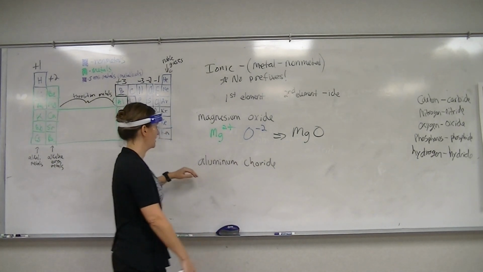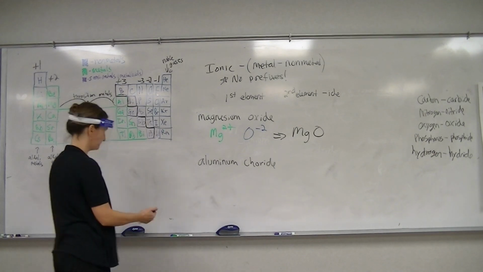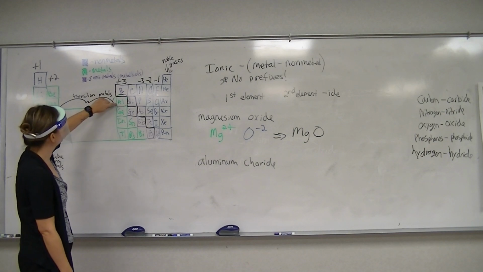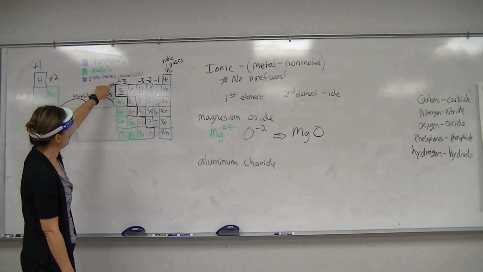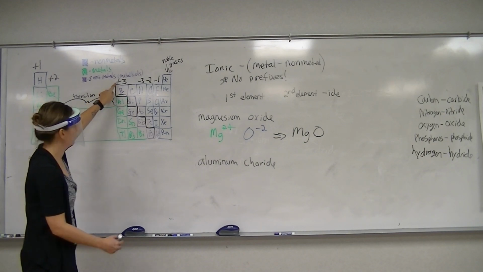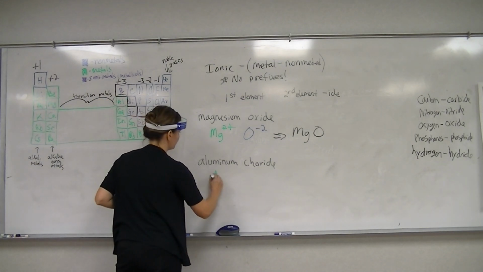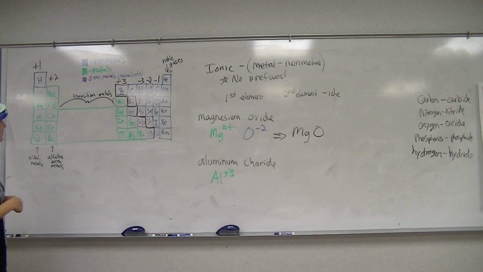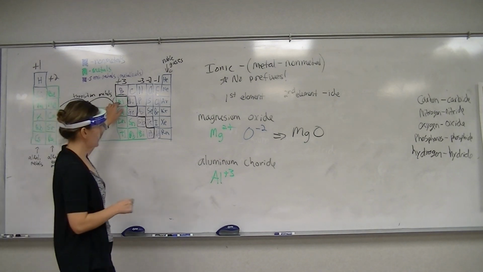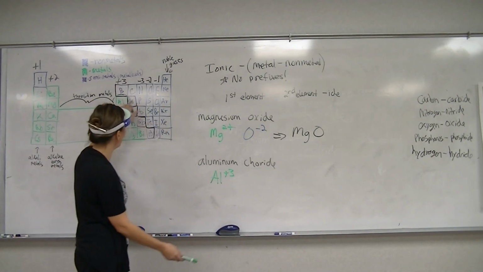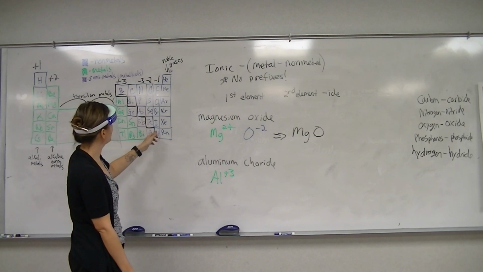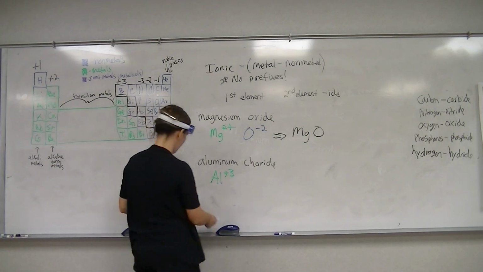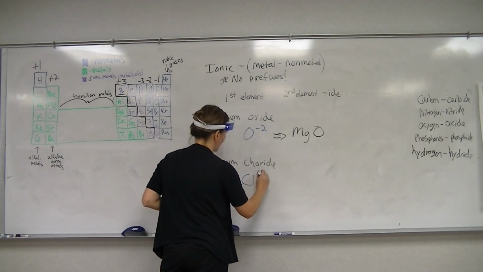So with aluminum chloride, we have aluminum right here, group 13. We said since it's a metal, it's going to form a positive charge, in this case +3. So write the symbol with the charge. Now it's attached to chlorine, a halogen. All the halogens in group 17 here have a -1 charge. So I'm going to write Cl, the symbol, with a -1 charge.